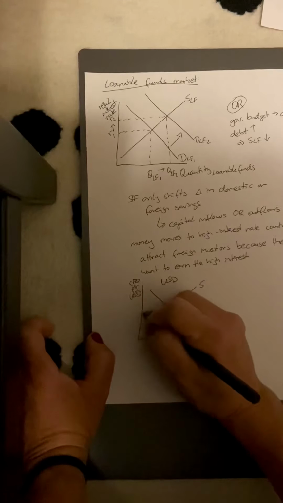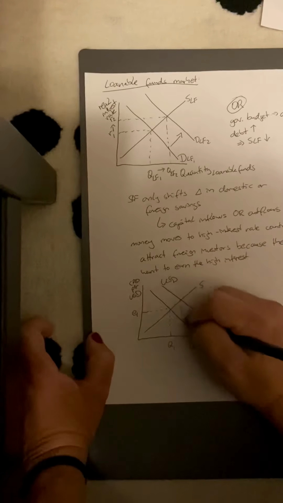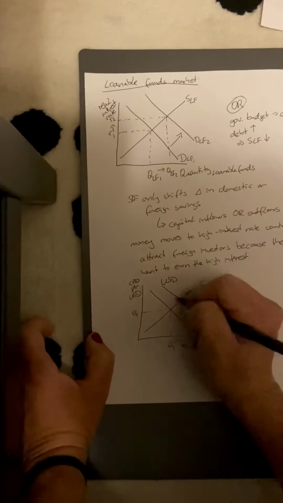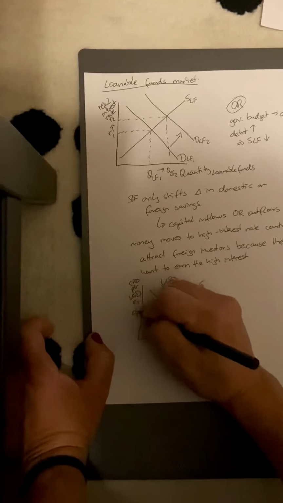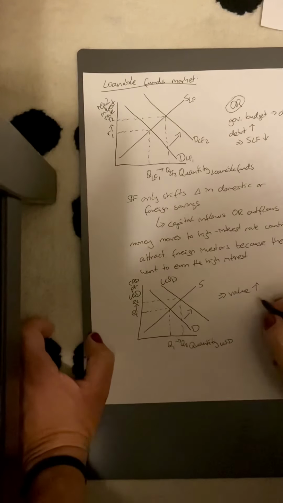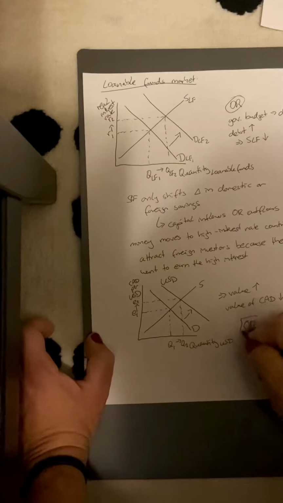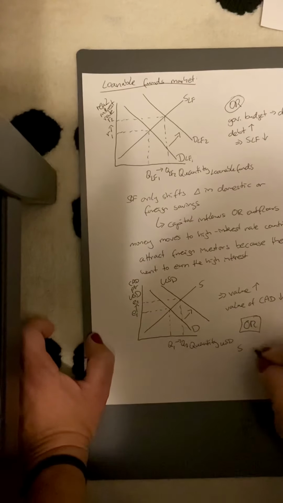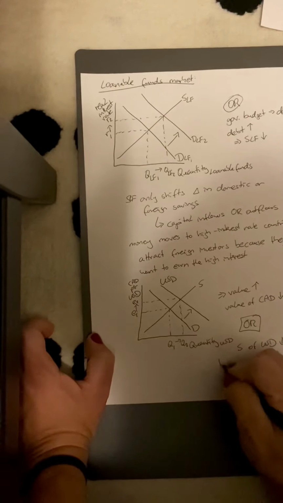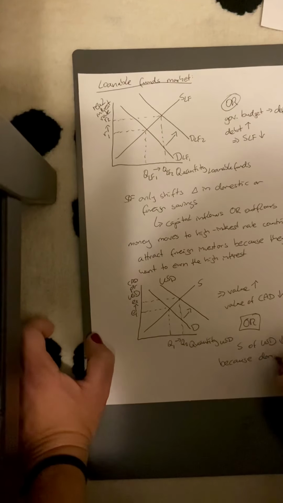Q1, E1. So what would happen? We would have more demand. Q2, E2. So now the value of the USD is up, which also means the value of the Canadian dollar is down. Or the supply of USD will go down because domestic investors will keep money in the US to earn the high interest rate.